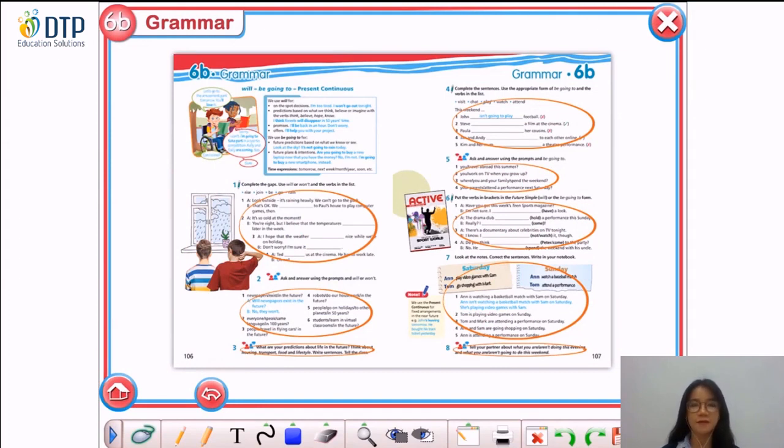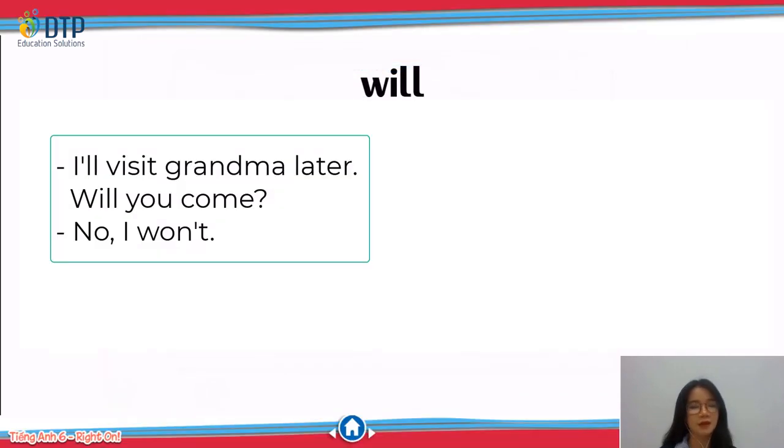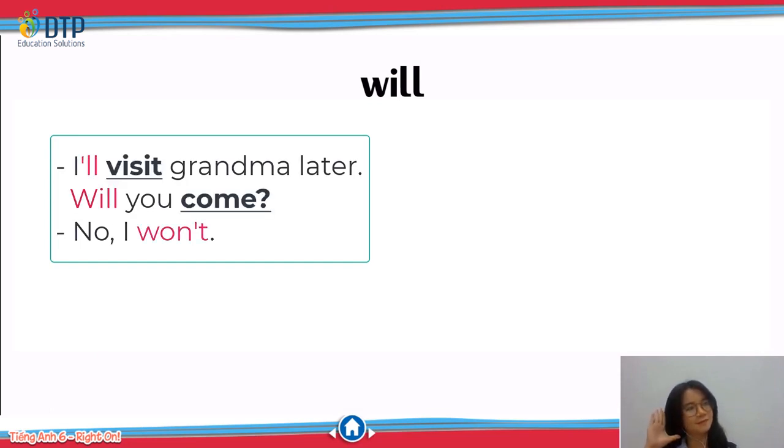First, let's review will and be going to. Look at these sentences. Những câu dưới đây đều sử dụng cấu trúc will. Vậy động từ theo sau will sẽ có dạng như thế nào? Đúng vậy, vì will là một động từ khiếm khuyết hay modal verb, cho nên động từ theo sau cũng phải luôn ở dạng động từ nguyên mẫu.